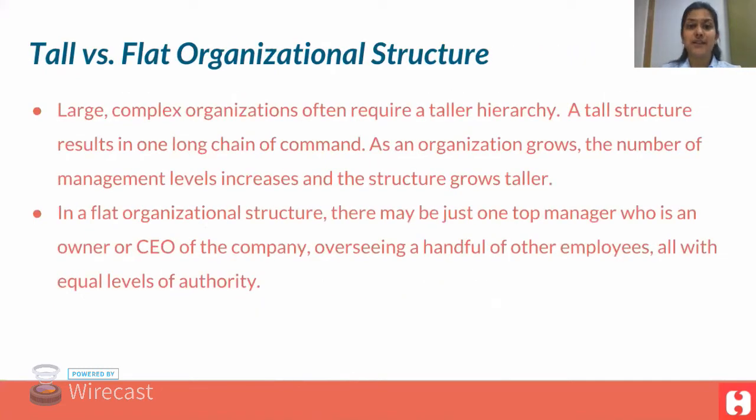Now, tall versus flat organizational structure. So as I already mentioned, large and complex organizations, they often require a tall hierarchy. A tall structure results in a long chain of command, and actually it depends from organization to organization whether you should go for a long chain of command or you should go for a flatter organization where there's a wide span of control. So it totally depends from organization to organization. So as an organization grows, the number of management levels, the levels of hierarchy also increase, and the structure becomes taller.